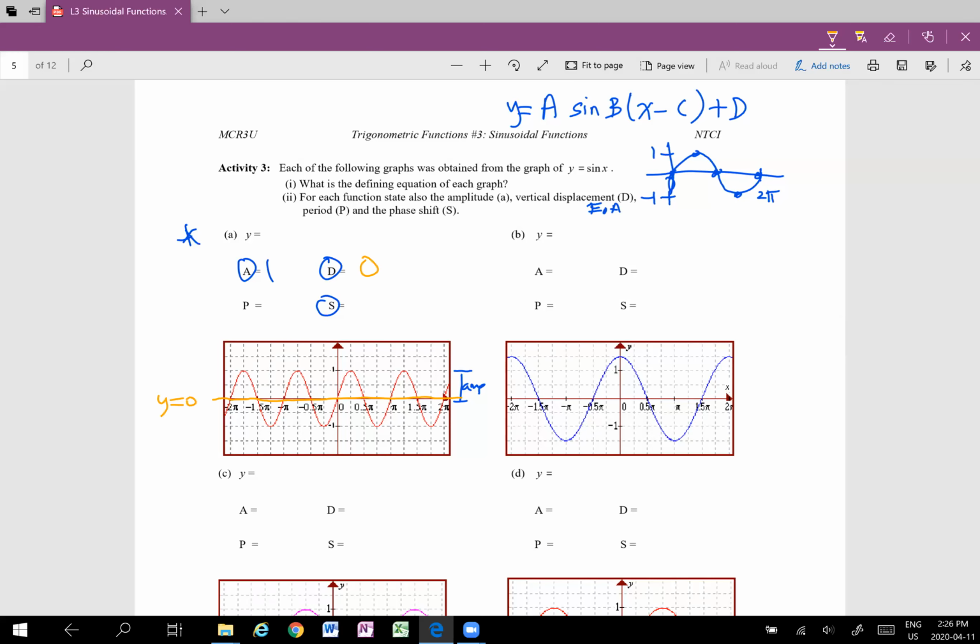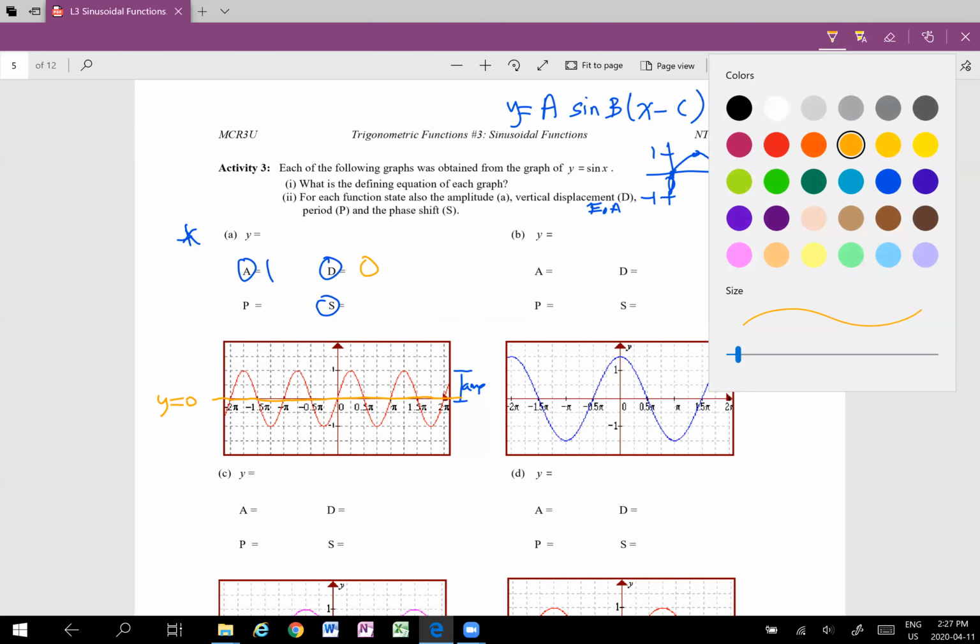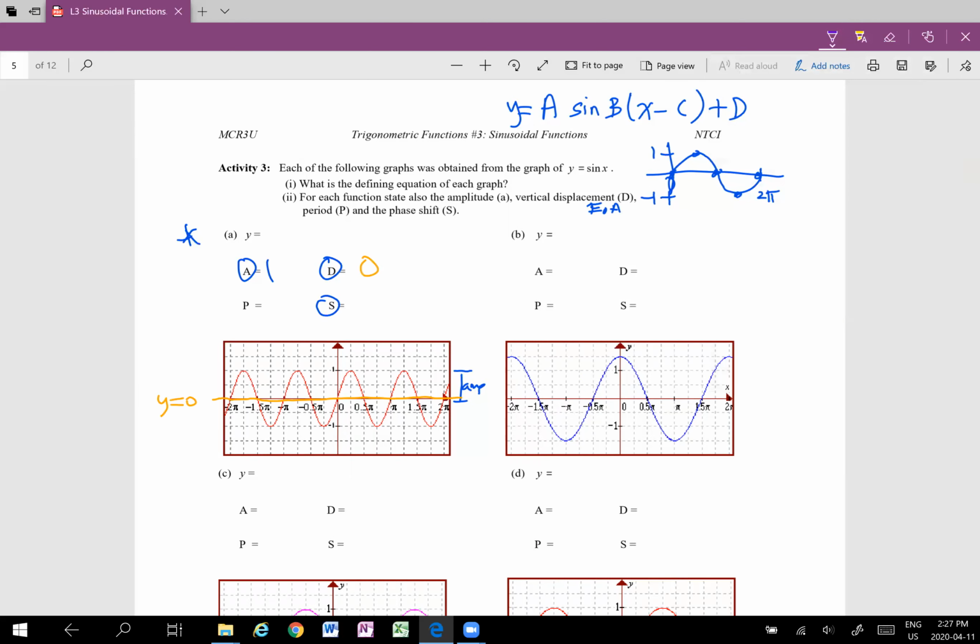So that's 0. Finally, not finally, the second last of the 3 blue things that I've circled, the phase shift, that's S. The phase shift, well, this is also a little tricky. What's the phase shift? Well, since it starts at 0, 0 for y equals sine x, and this graph also starts at 0, 0, chances are there's no phase shift. So some students say, why are we doing this silly example?